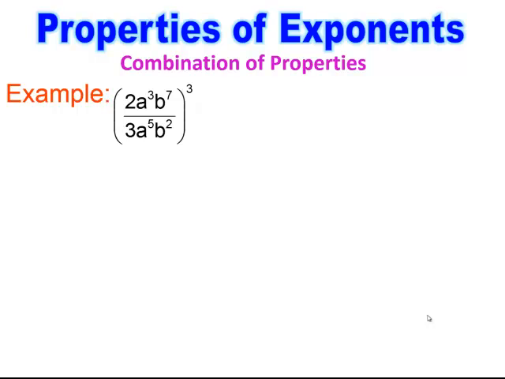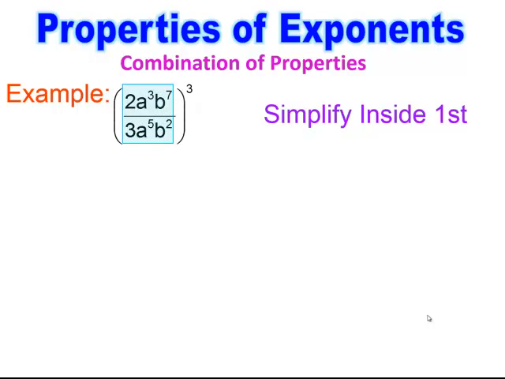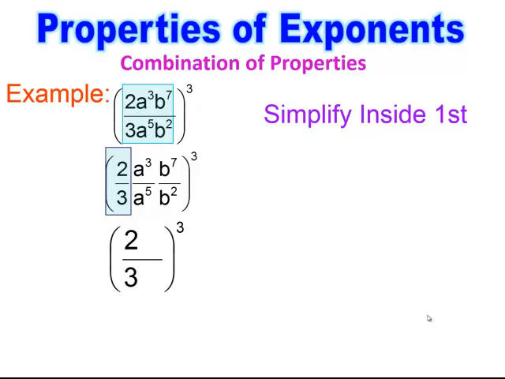So now when you have a combination of properties going on inside and it's raised to a power, the easiest way is to simplify inside first. Simplify all that stuff that's inside and then take the power on the outside. So when you're simplifying, again, I like to break something like this into 3 separate problems. So I'm drawing my line, I simplify the first piece, and 2 over 3 will not reduce any further, so I'm just going to write it in my solution area.